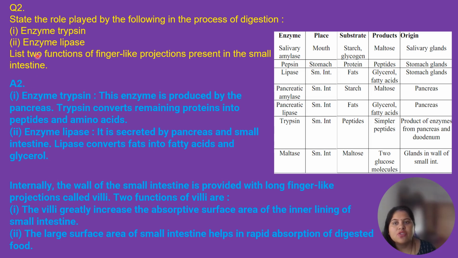Now next question is: list two functions of the finger-like projection present in the small intestine. In our small intestine, in digestive system, some finger-like projections are there. These finger-like projections are known as villi. Now, what is the function of these villi? These villi have large surface area, and because of large surface area, they can absorb more nutrition. So large surface area of small intestine helps in the rapid absorption of the digested food. Let us move to next question.